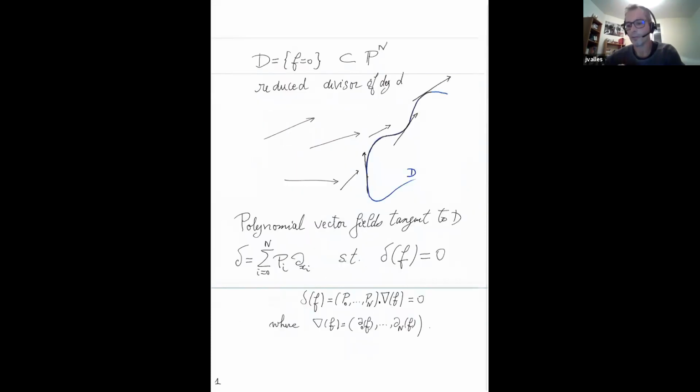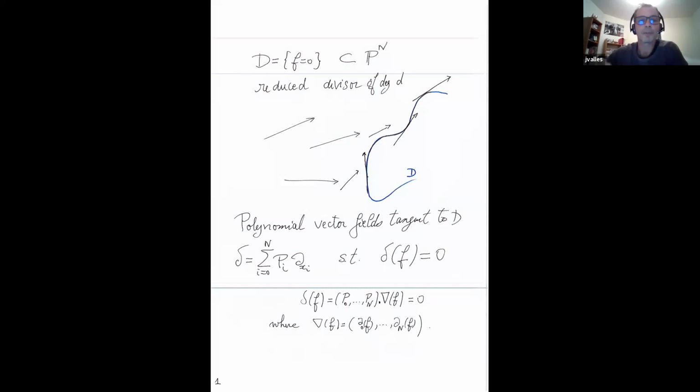So what is the main object? In the first part, I want to insist on the notion of freeness of curves or freeness of divisor. So in general, I consider projective space. Well, probably the best field for me is C, but many things can be done also in R or some other fields. But so the first step is to consider a reduced divisor of degree D, let's say, to fix it in Pn. And I would like to study the polynomial vector fields tangent to D.